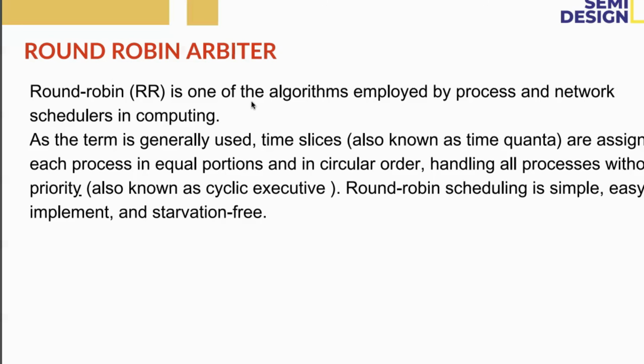As I told you, there are different arbitration techniques used in arbiter design based on different requirements. Every design will not have the same requirement; each design has its own requirements according to the specification. Based on the specification, we use different types of arbiters. Round robin arbiter is one of the commonly used arbitration mechanisms in designs. So what is meant by round robin arbitration?